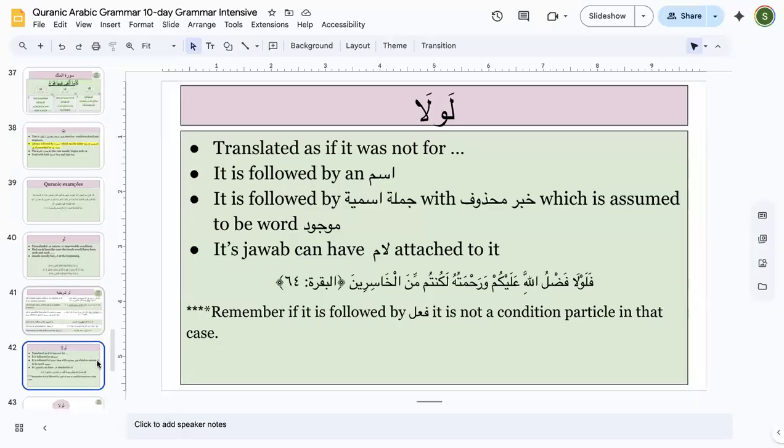Lawla, when it comes to lawla, what did I tell you? What type of sentence is it going to enter upon? The shart clause with lawla is always going to be a jumla ismiya, which is unique. It is followed by jumla ismiya, and its khabar is always omitted, and it is assumed to be the word mawjudun.